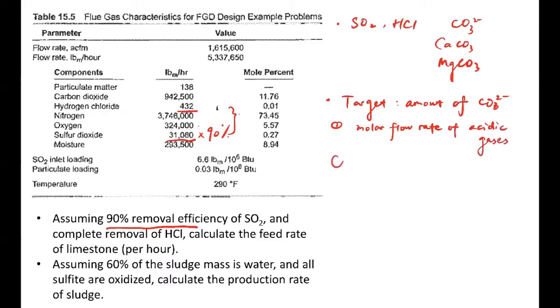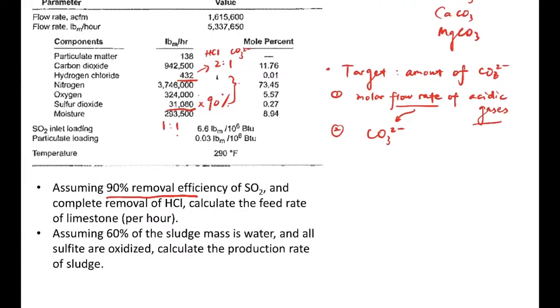And the second step is to convert this molar flow rate of the acidic gases into the amount of the carbonate ions. We mentioned that the reaction between sulfur dioxide and carbonate ion is 1:1, right? That's the molar ratio. And in terms of the hydrogen chloride, that's going to be 2:1. So basically two moles of the hydrogen chloride react with one mole of the carbonate ions, right? So convert this molar flow rate into the carbonate ions.